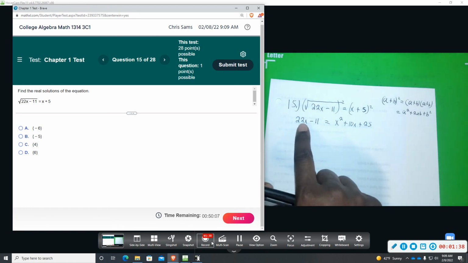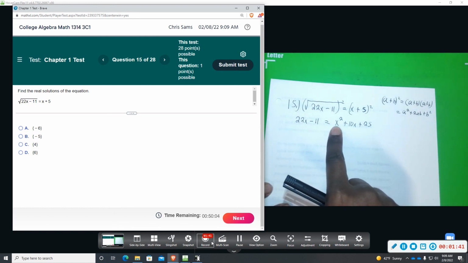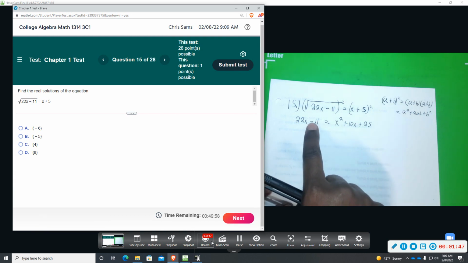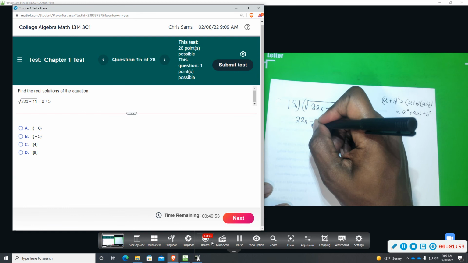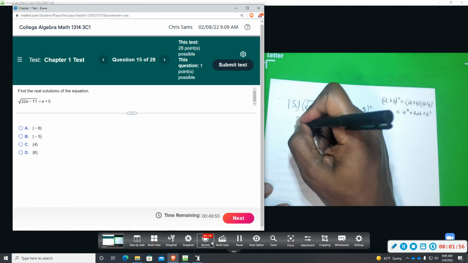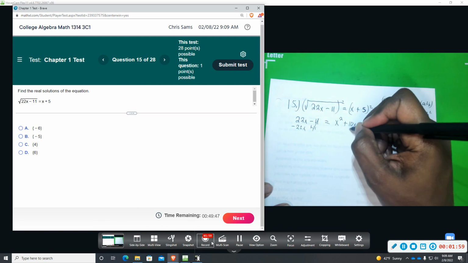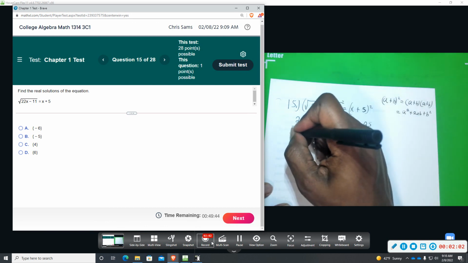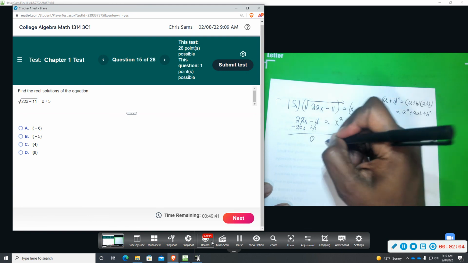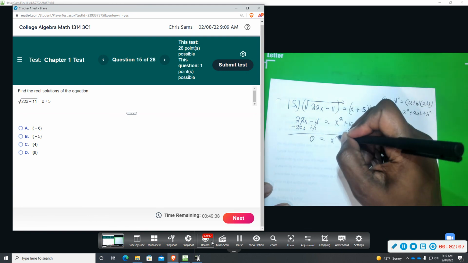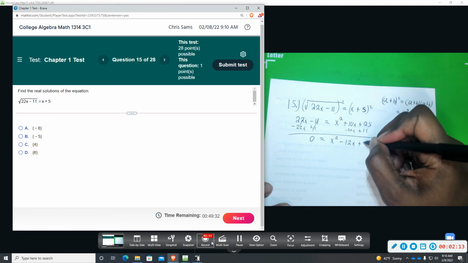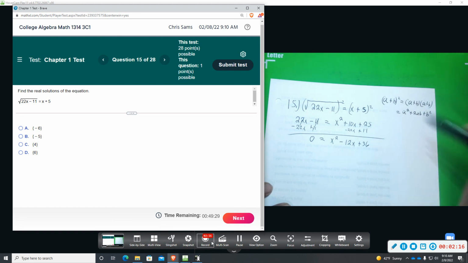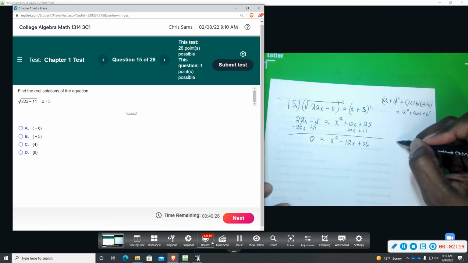Now I'm going to move everything to one side because it looks like I have a quadratic and I need to do factoring or the quadratic formula. So I'm going to add the 11 to the 25, and then I'm going to subtract 22x from the 10x. So on the left side I have 0 equals x squared minus 12x plus 36.